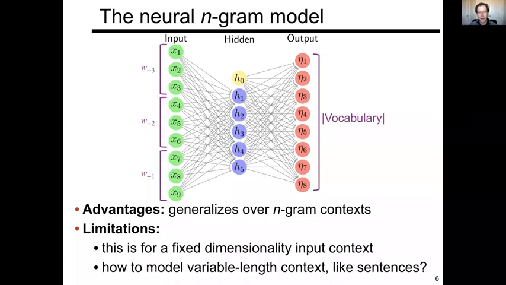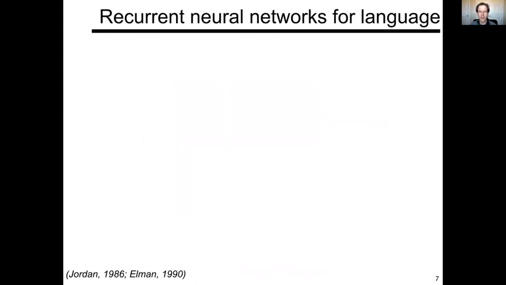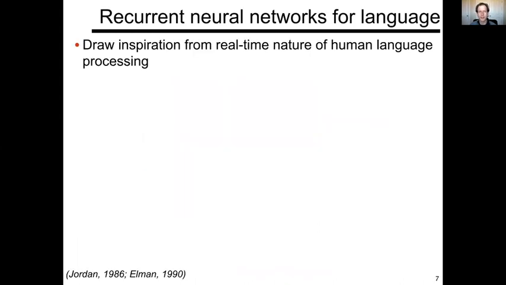So for language, how do we go beyond fixed dimensionality input or context representation to model the influence of variable length contexts, contexts that might be indefinite in history length, like sentences or even more than sentences, multi-sentence discourse? And to do this, we're going to draw inspiration from the nature of human language processing. Human language processing unfolds in time. It is real time. It is incremental.